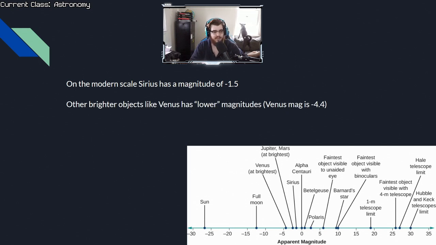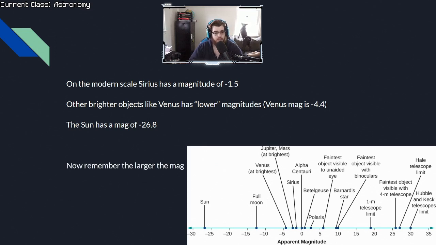Brighter objects like Venus actually have lower magnitudes. So Venus's magnitude is -4.4, and so it's brighter. Our sun, as it appears in the sky, has a magnitude of -26.8 on the scale, being the brightest thing in our sky. So that is its apparent brightness.